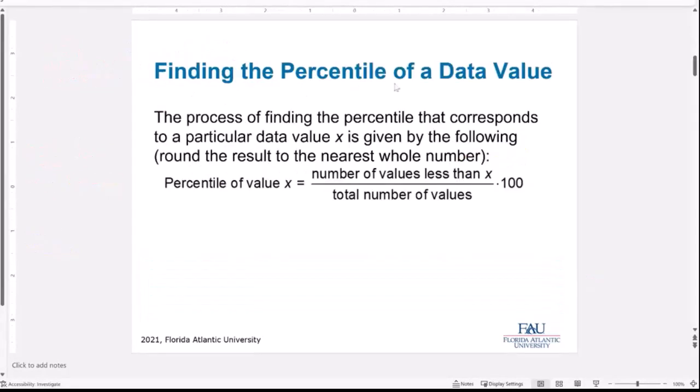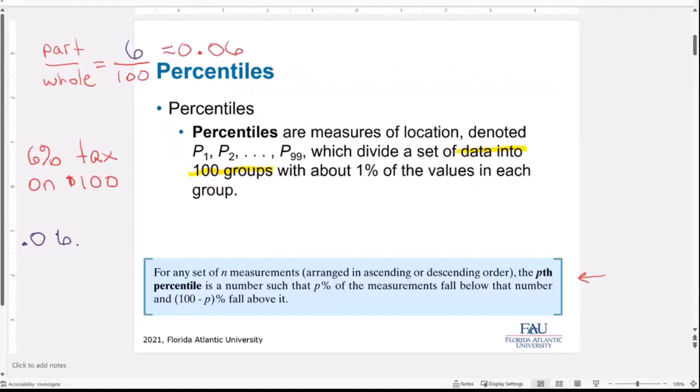If I want to find the percentile of a data value, the process of finding the percentile that corresponds to a particular data value x, so x is just the number we're talking about, is given by the following, rounded to the nearest whole number. Here, 6% is equal to this decimal. This is equal to 6%. And since they're equal, when we do any math, we always do math on the decimal.